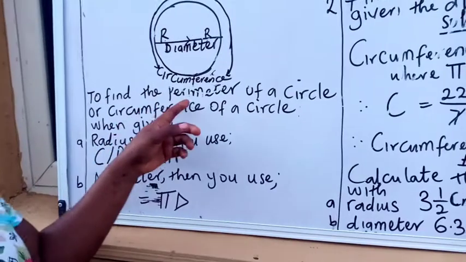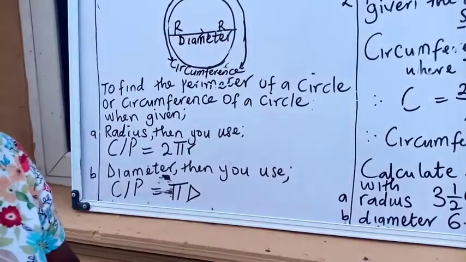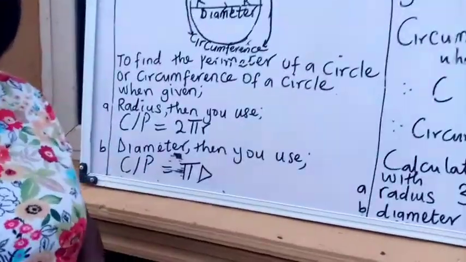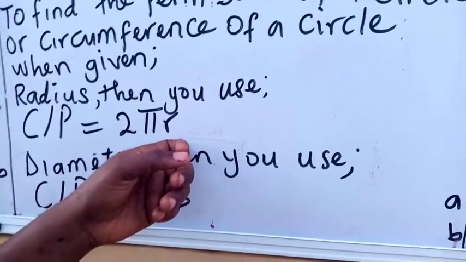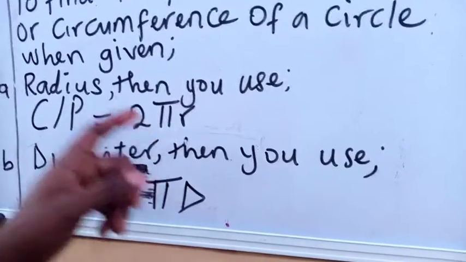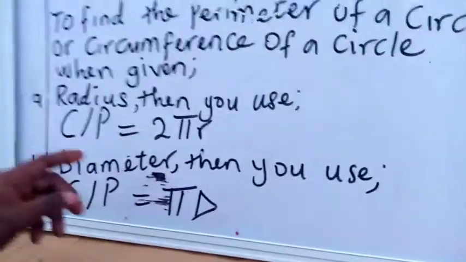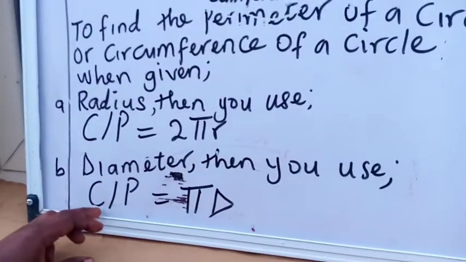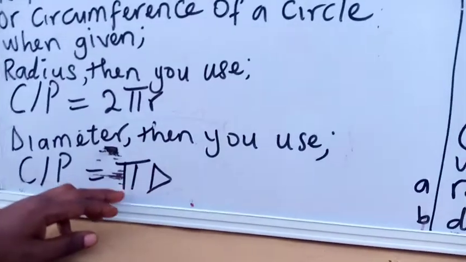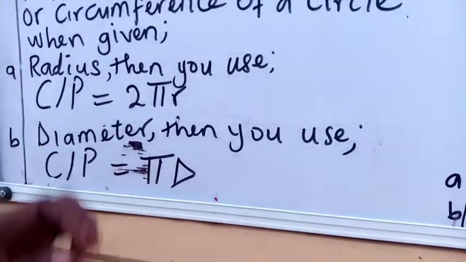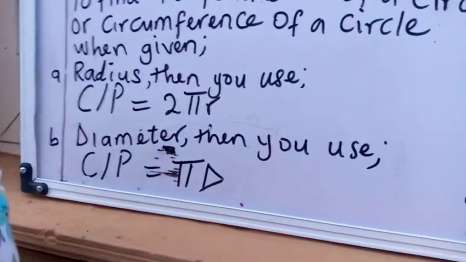Now, to find the perimeter or circumference of a circle, when you are given the radius from the question, the formula you are going to use is circumference or perimeter is equal to 2 pi r. If you are given the diameter, then you use circumference or perimeter is equal to pi d, where d is the diameter, and the value of pi is constant, which is 22/7.